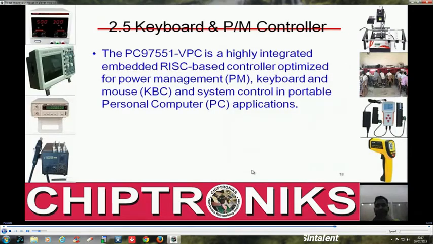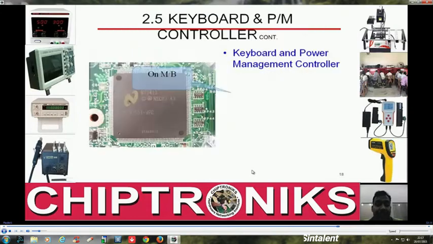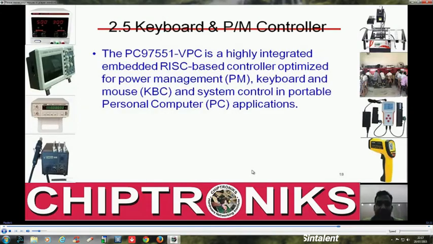The keyboard and power management controller, commonly known as the IO controller, is a RISC-based controller. What exactly is a RISC? RISC is a reduced instruction set computer, and the opposite of RISC is CISC, complex instruction set computer. Normally nowadays the notebook motherboard is using a RISC-based controller.